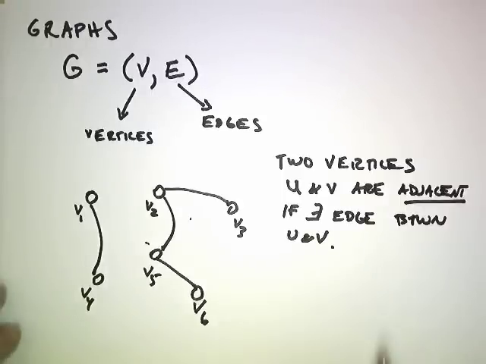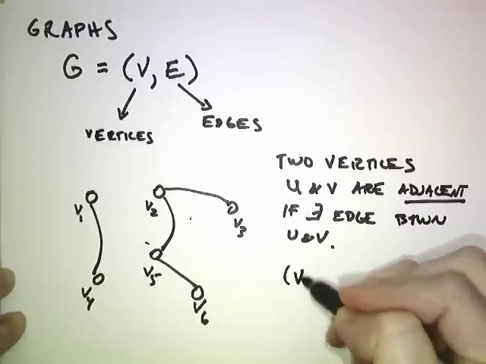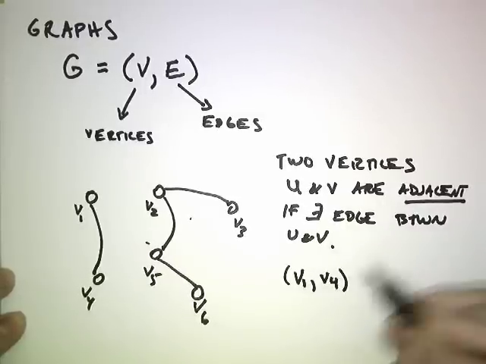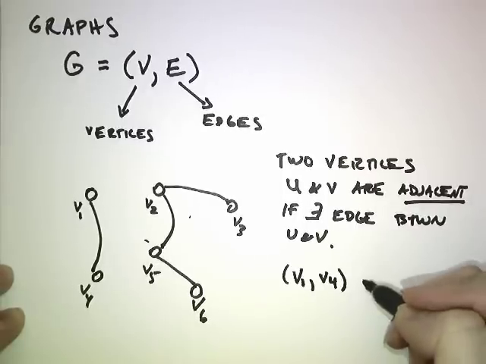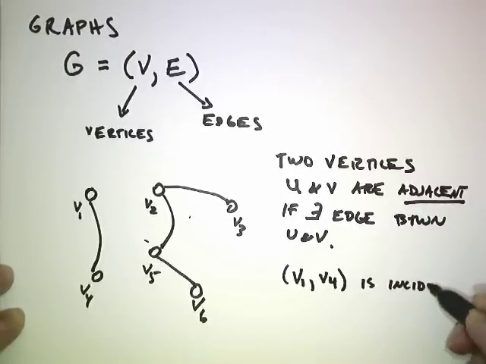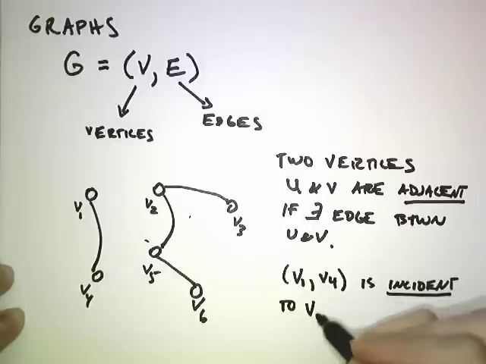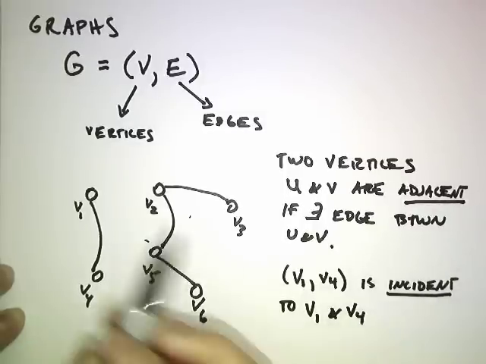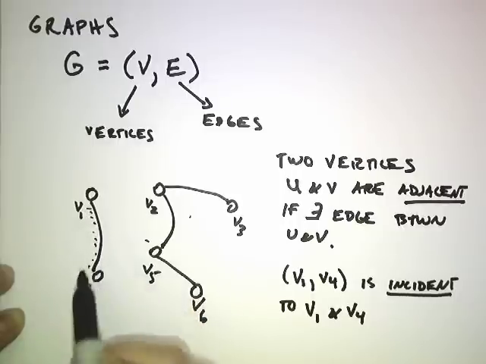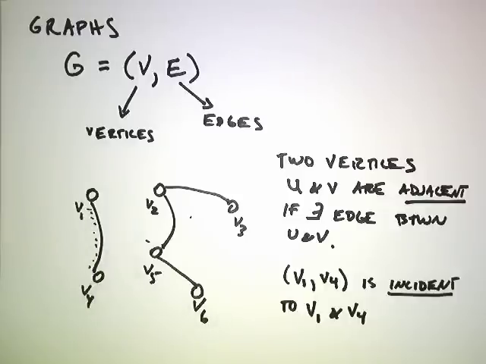Let's look at the edge V1, V4. We say that this edge is incident to V1 and V4. So this edge right here is incident to both V1 and V4 because it connects vertex V1 and V4. It has V1 and V4 as its endpoints. Remember, we write edges as these tuples where you list the endpoints that the edge connects. That's how you represent an edge.